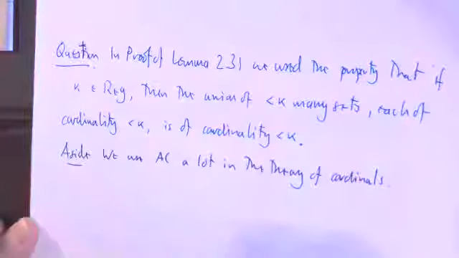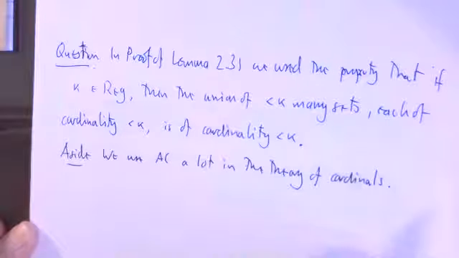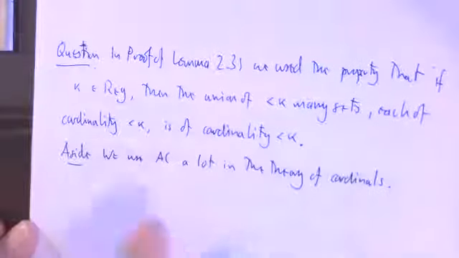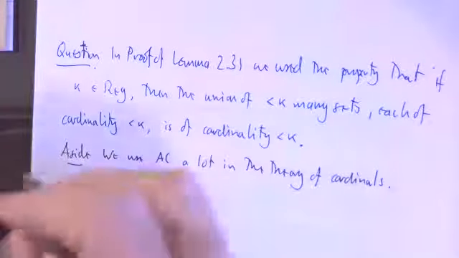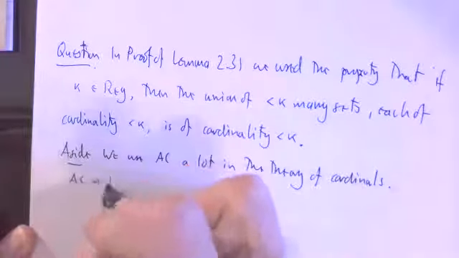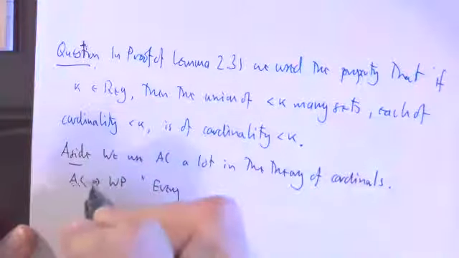So we'll try and answer this question. And we use AC a lot during the theory of cardinals. I mean, the main point is that the AC is equivalent to the well-ordering principle. So that means that every set can be well-ordered. Well, it's equivalent.